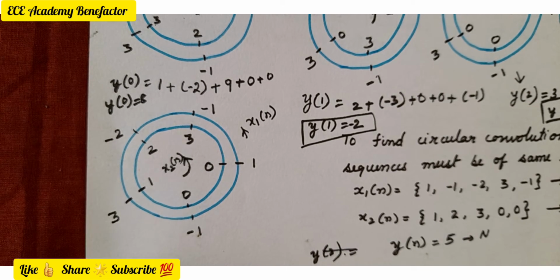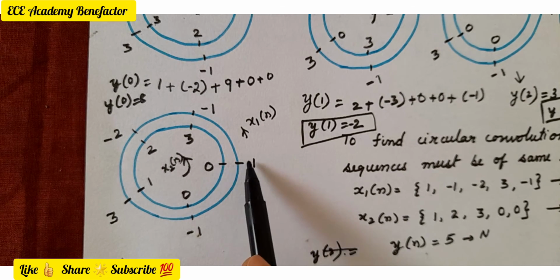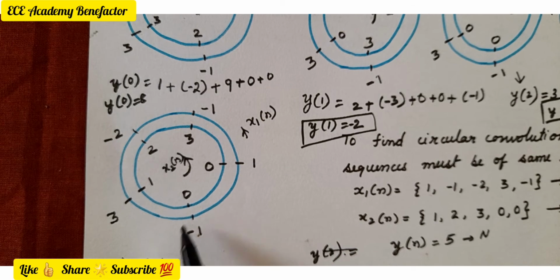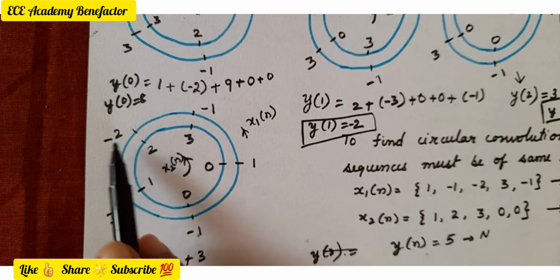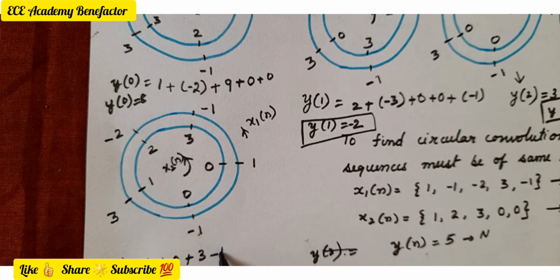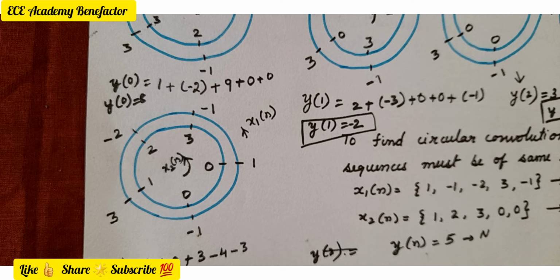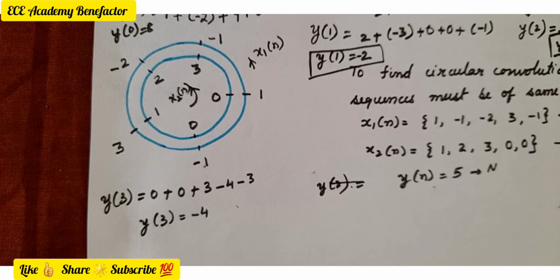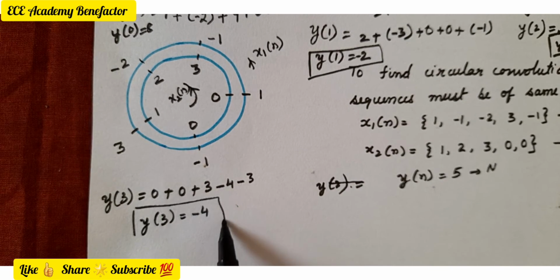So what is y of 3? 0 into 1, 0, plus 0 into minus 1, 0, plus 3 into 1, 3, plus 2 into minus 2, minus 4, plus 3 into minus 1, minus 3. So what will come here? y of 3 will come as minus 4.